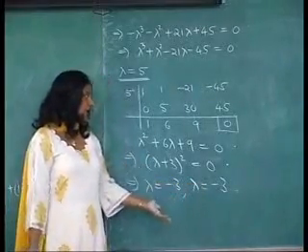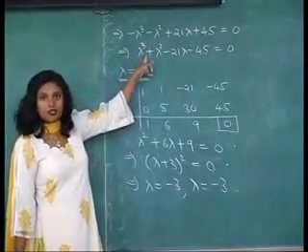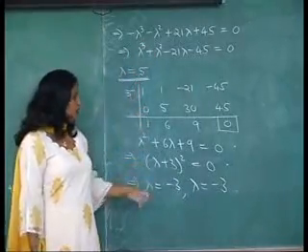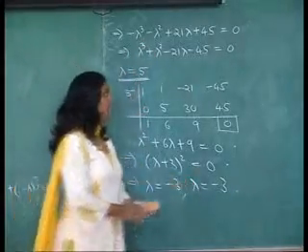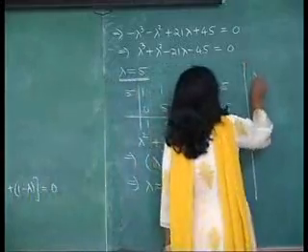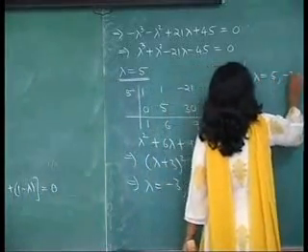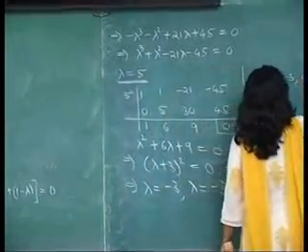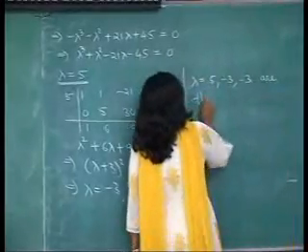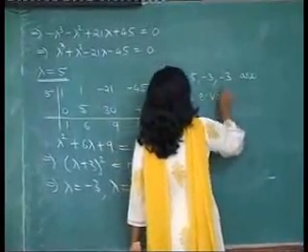As I mentioned earlier, this is a cubic equation. Totally there will be three roots, some of which can be identical. So in this case, we have got lambda equal to 5, minus 3, minus 3. These are the eigenvalues of it.